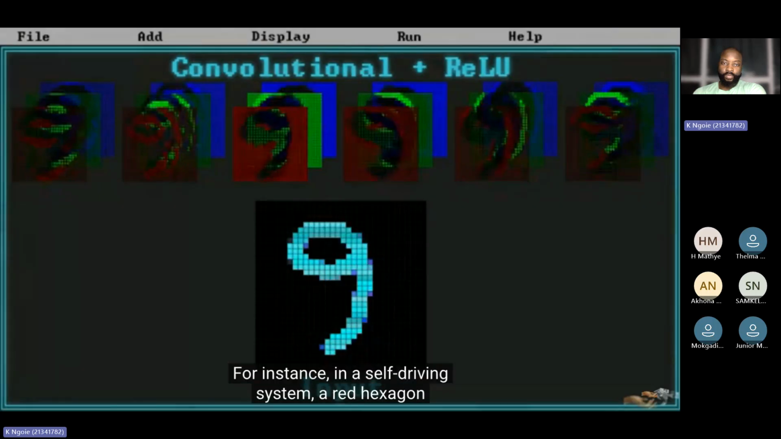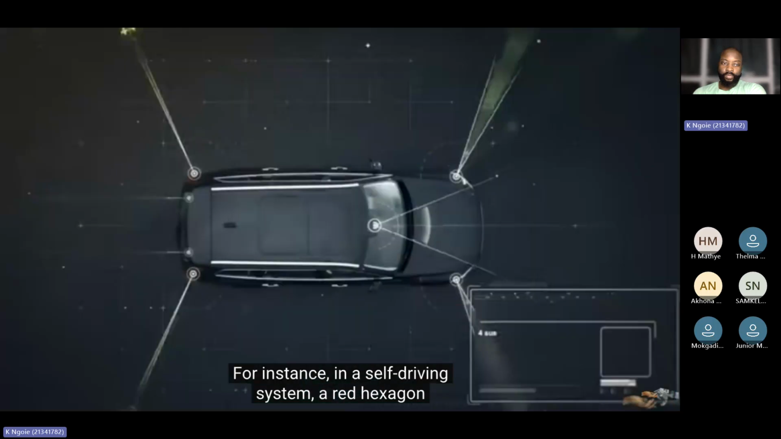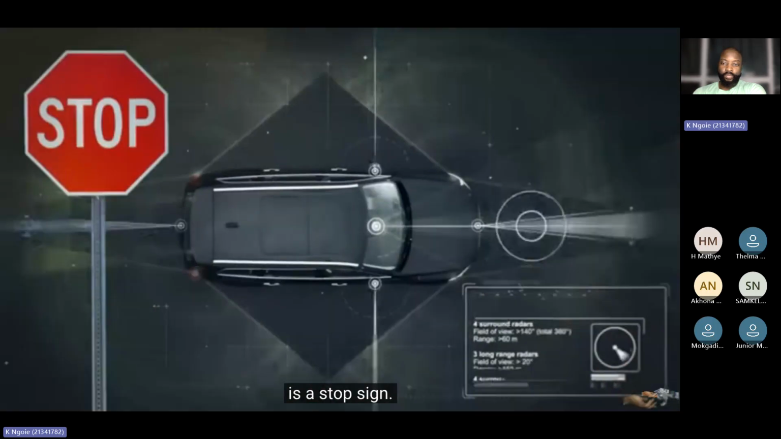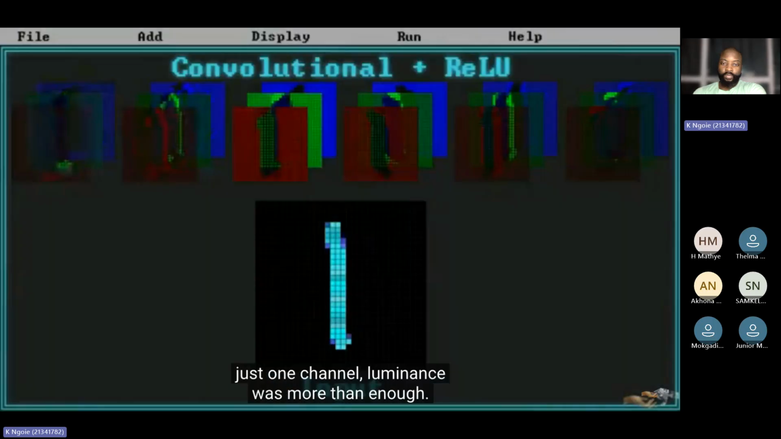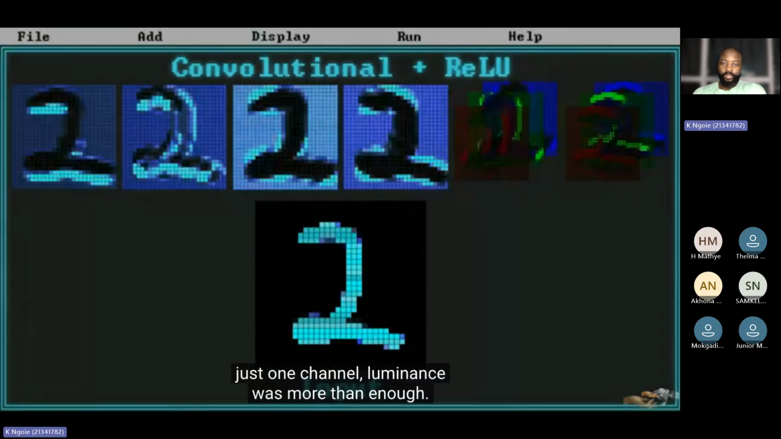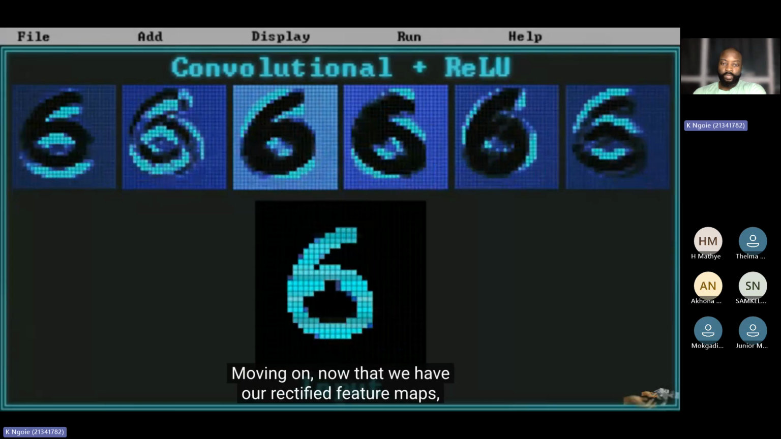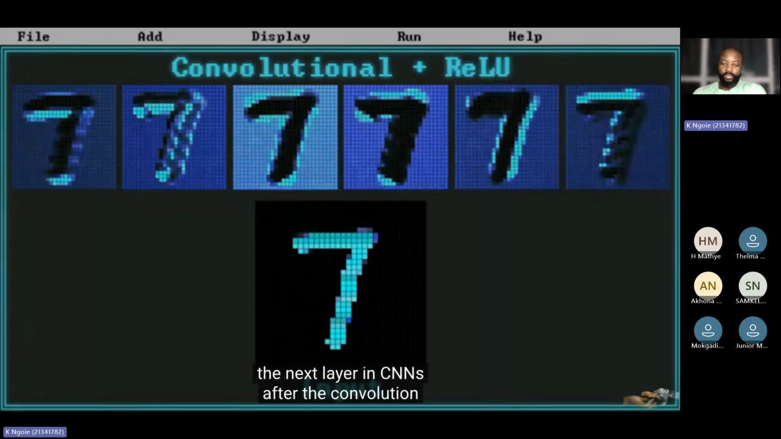For instance, in a self-driving system, a red hexagon is a stop sign, so we would need separate channels and kernels for those channels. However, coming back to our example, just one channel, luminance, was more than enough.